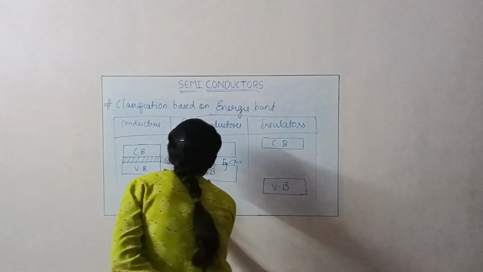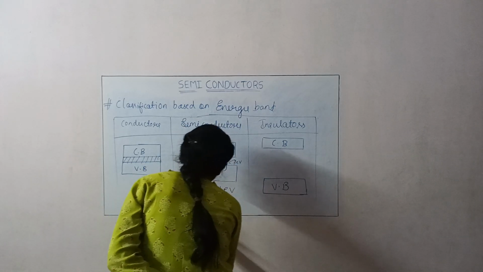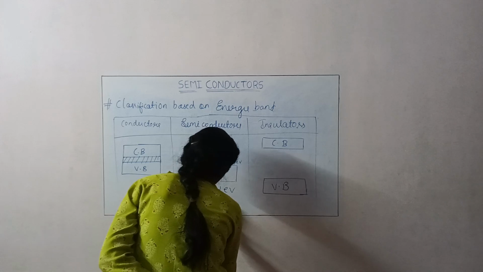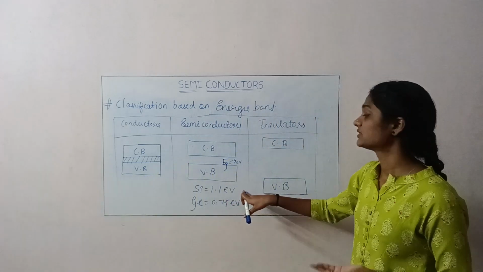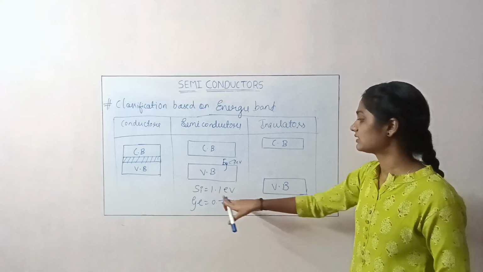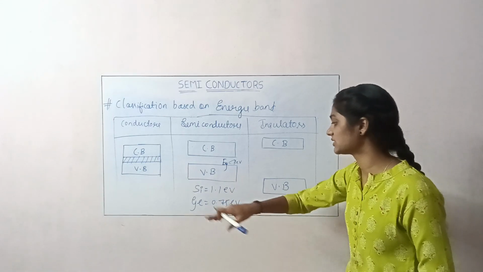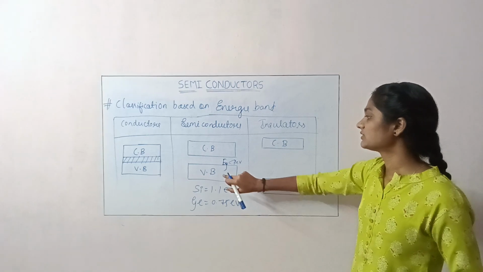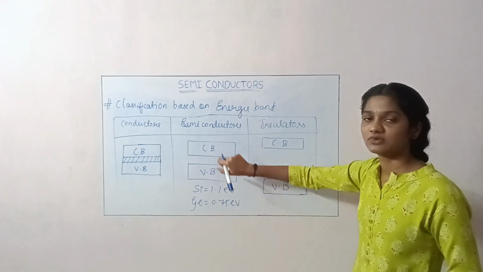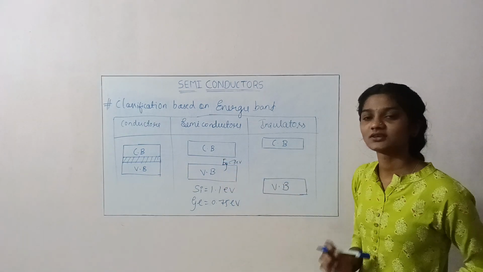In case of silicon, 1.1 electron volt is required, and in case of germanium, 0.75 electron volt is required to jump the electron from valence band to conduction band. Then they will become conductors.